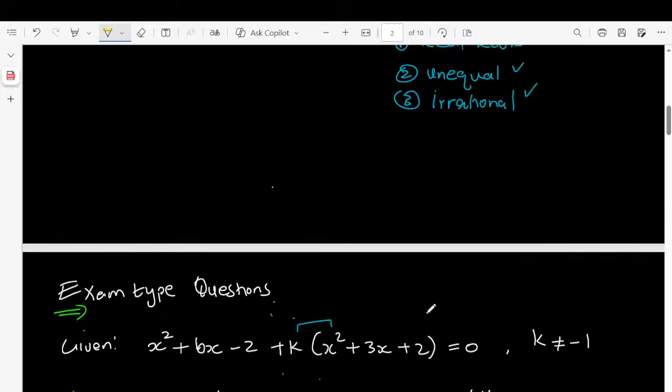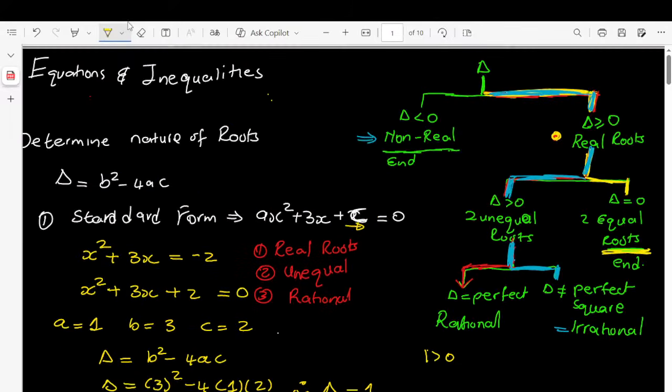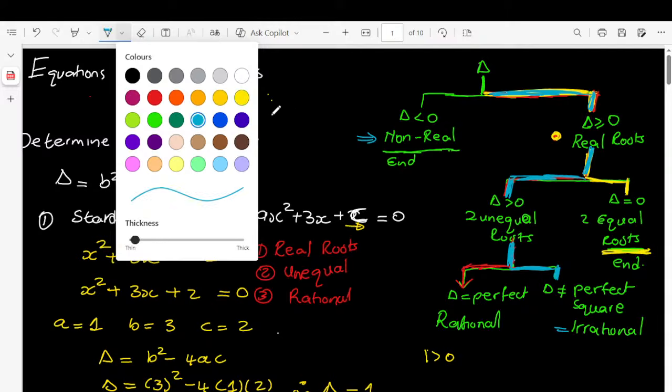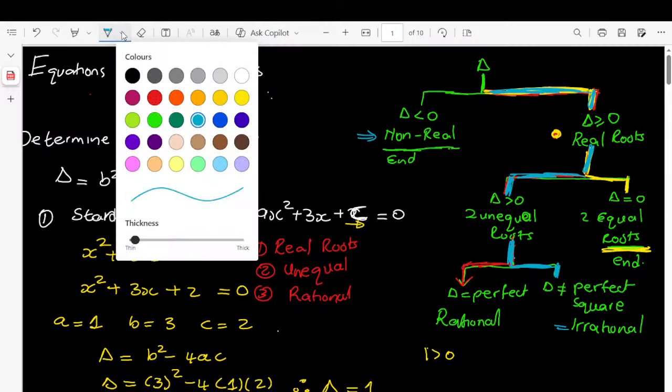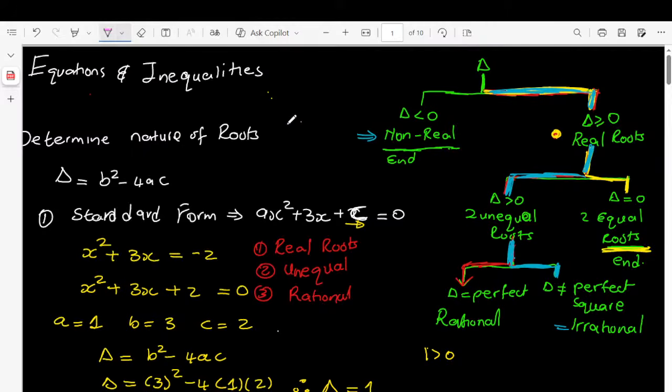Look at this. Look at the map. We know that the discriminant will always be greater than 0. We're going to start from this point, go that side, and then this one. So we start at real roots, and then we go down. We know that the discriminant will never be equal to 0. And then the discriminant is greater than 0 for all values of k. So it will be unequal and real roots. We cannot specify if it's going to be rational or irrational. So this is where we're going to stop.